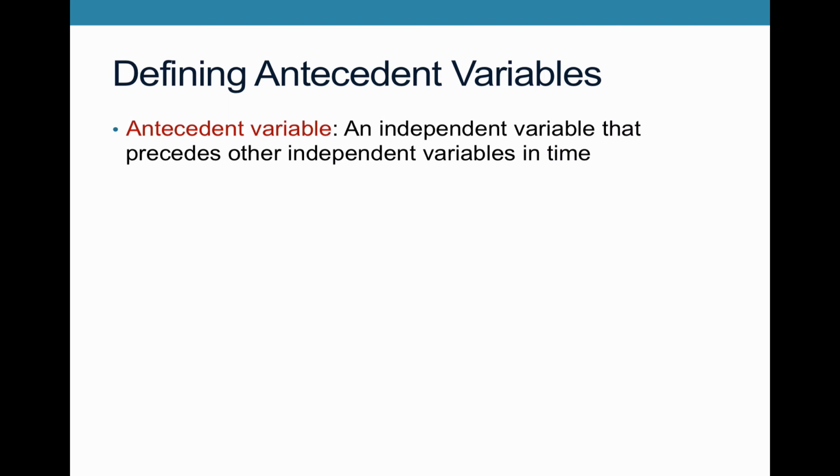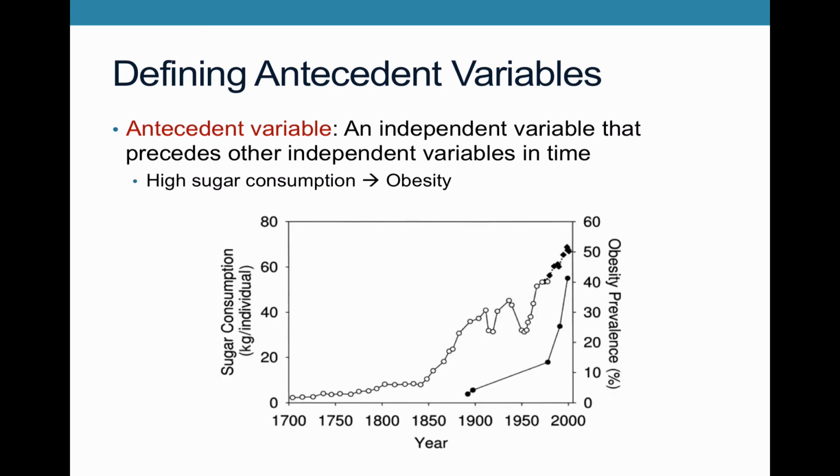So the antecedent variable is sort of a secondary one that comes before the main independent variables of your study. So our obesity and heart disease example. Well, the question is what comes before obesity, right? And here we can say that high sugar consumption may cause obesity, that it comes before somebody is obese. Looking at this graph, we see that sugar consumption has risen over the past several centuries, as has the prevalence of obesity. And so maybe the sugar consumption itself is what's causing this increase in obesity. So this is what the antecedent variable is.